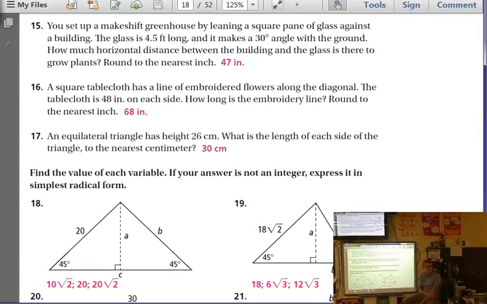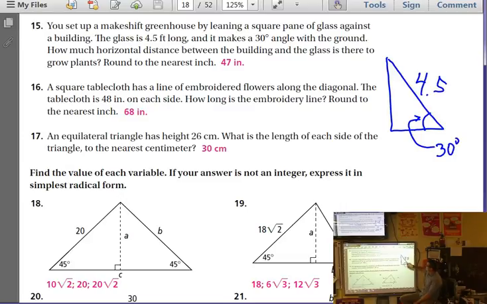Rhea? 15, I got 27 inches. Use of a makeshift greenhouse. A square pane of glass against the building. The glass is 4.5 feet long. There's a 30-degree angle with the ground. So this is going to be our 30 degrees. This is going to be 4.5 feet because it's how long the pane is.